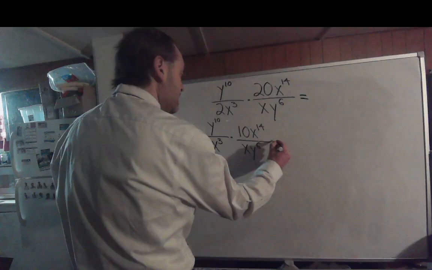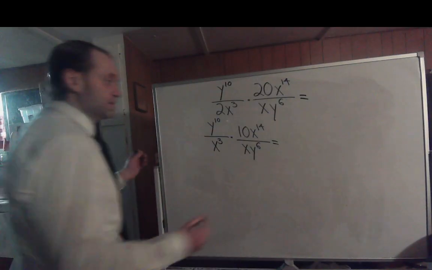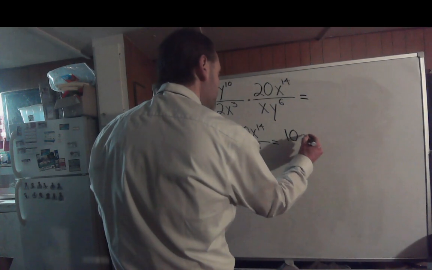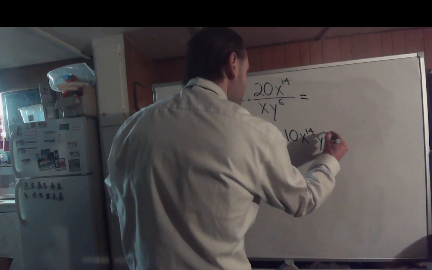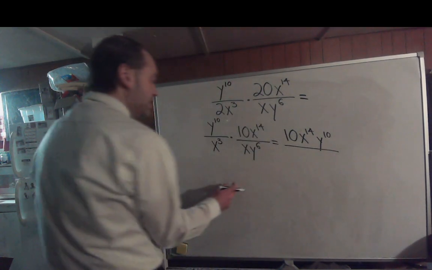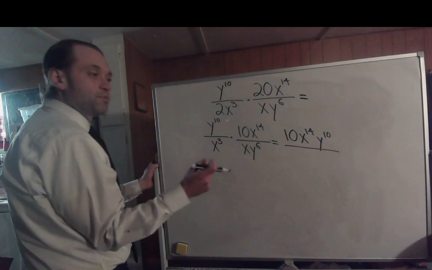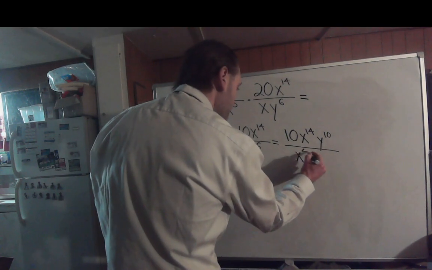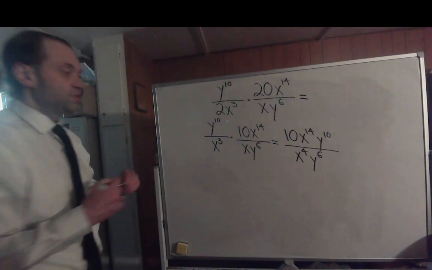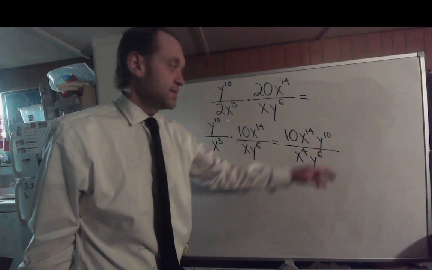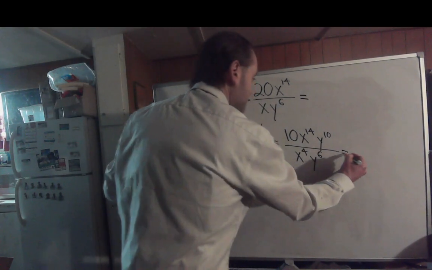Well, why don't we go ahead now, since we can't cancel out any more numbers, let's multiply all this. So in the numerator, you would have 10x to the 14th, y to the 10th, all that divided by x to the 3rd times x to the 1st, so that'd be x to the 3 plus 1, that'd be x to the 4th, then times y to the 6th. So this will turn into 10x to the 14th y to the 10th divided by x to the 4th y to the 6th.